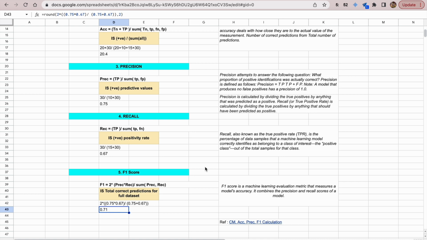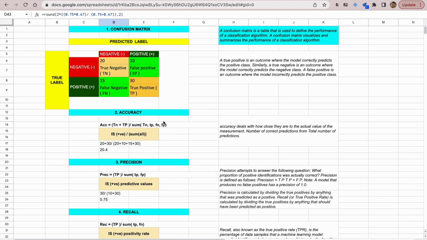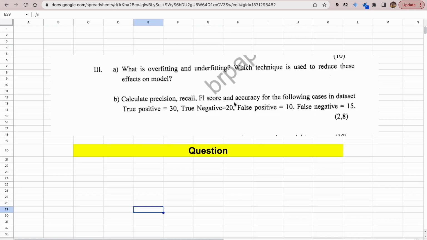So easily, if you just remember these 5 formulas and these simple definitions, and if you plot your confusion matrix, then surely you'll be able to crack your interviews, and also get 10 out of 10 marks instead of writing long answers. So if you want to see the question, here's the question again for you.